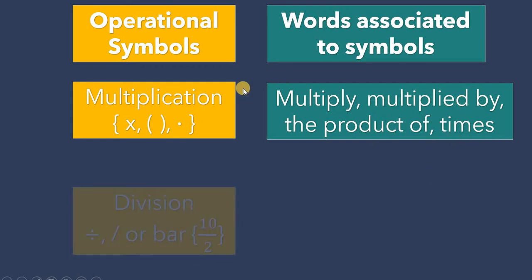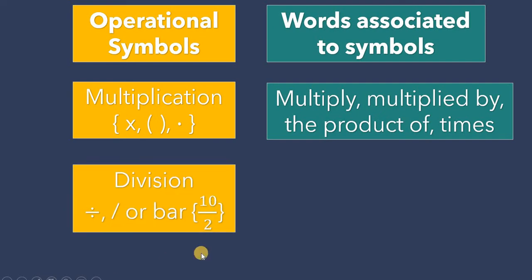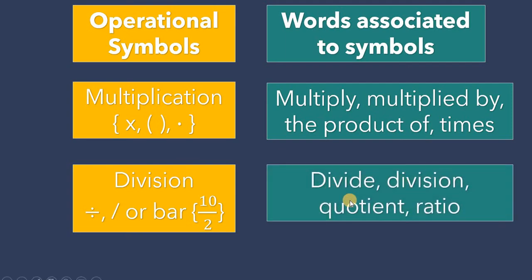Okay? And for the division, ito naman yung mga symbols na ginagamit natin. Okay? So, gumagamit tayo nito ng symbol na ito, ng slash, sa mathematics. That means division, or bar. Katulad nito, 10 over 2 or 10 divided by 2. Okay, na ginagamit din sa fraction. And actually, of course, ang fraction ay isa ding division. Okay. So, words associated to it are divide, division, quotient, ratio. Okay? So, wag kakalimutan yung mga words associated sa mga operational symbols natin.